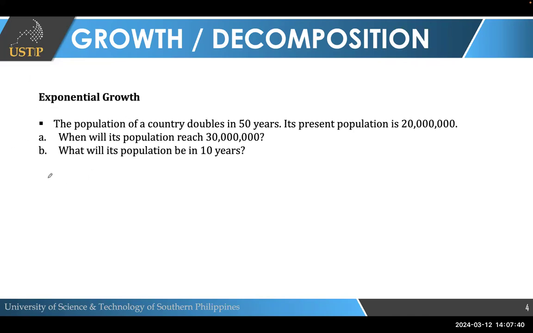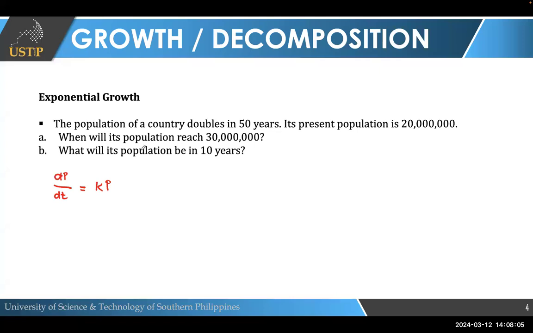Since this is exponential growth, we know that the rate of change of the population, class, is equal to some constant times P because it is directly proportional. Okay, so when P increases, the rate of change also increases. So over time, your population will increase its number. Okay, so kabalo na taan eh.